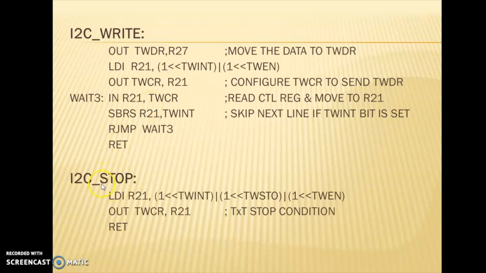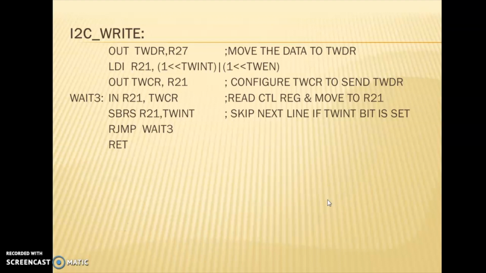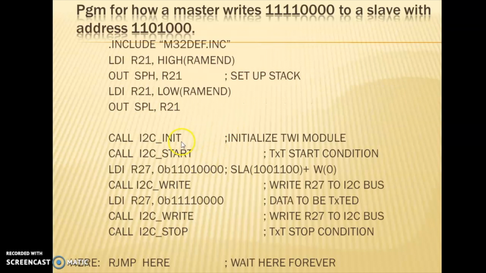Now this is the stop bit. This is how we generate the stop bit. We set the TWINT and TWSTO bits, and we are enabling the I2C device. So coming back to the main program, we are calling the initialization program.